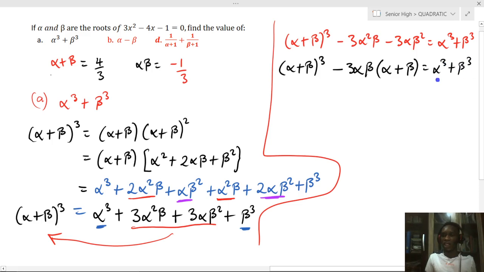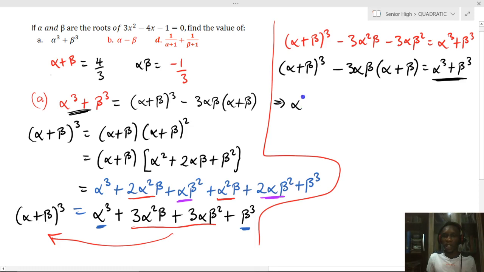Now this is my value of alpha raised power 3 plus beta raised power 3, which is the question they've given to us. So actually what we'll be solving for really is what? Alpha plus beta raised power 3 minus 3 alpha beta, brackets, alpha plus beta. So that is what we will actually be solving for. So let's solve that.